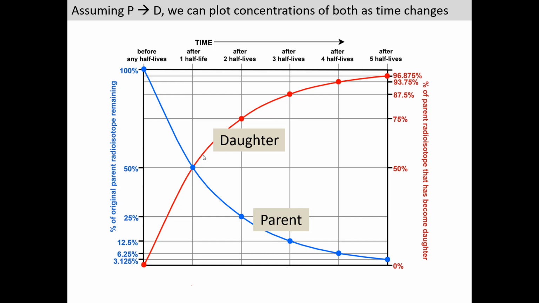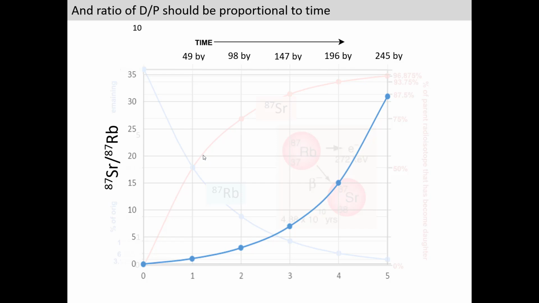Now, in theory, if you look at this, you can say, well, then the ratio of the parent to the daughter or the daughter to the parent, well, that ought to be proportional to the age. And indeed, that's true. Here I've just plotted on the exact same graph the daughter-parent ratio, which goes from 5 up to 35, and these are the number of half-lives in half-life increments going by along the x-axis.